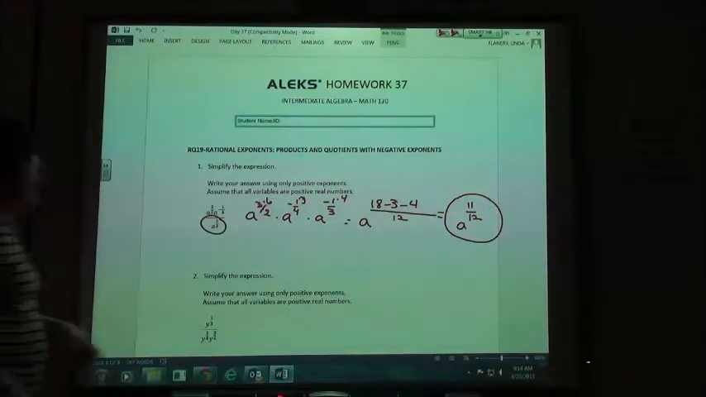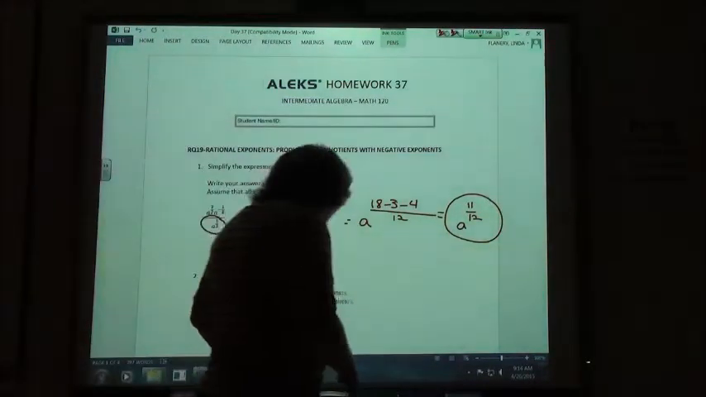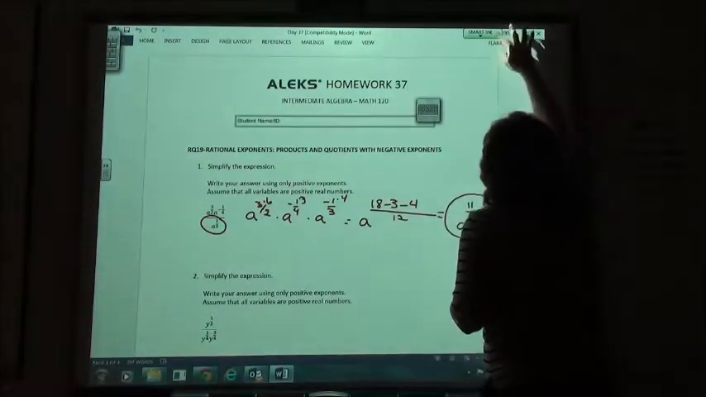And since that's a positive exponent, I don't have to do anything else to simplify. If you're really bad with fractions, you could grab your calculator and do the adding and subtracting that way, but it's not that bad.